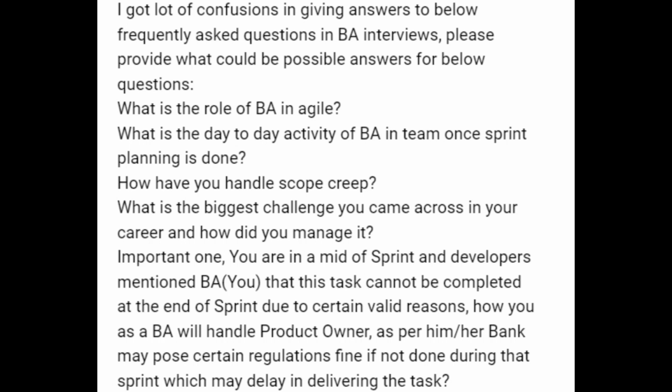Okay? The other question is, what is the day-to-day activity of a BA in a team once sprint planning is done? All right. So once your sprint planning is done, that means the development team can go off and work on the things in the sprint. They have these lists of stories, they have their sprint backlog, and this is what they've committed to building for the next, let's say, 2 weeks of the sprint. What is your role when the sprint planning is done?